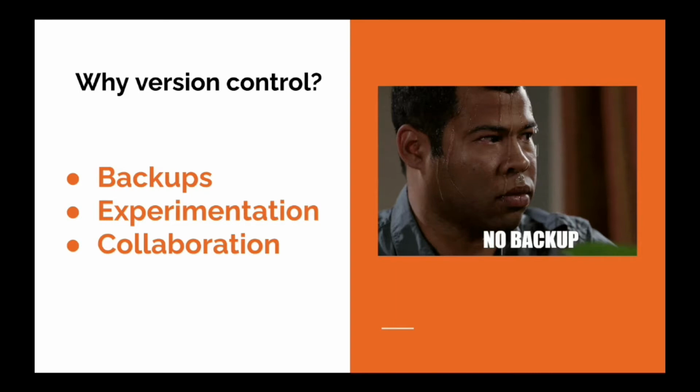Another reason is for experimentation. You could create another branch of your code and do something that's new and different or maybe a little bit risky, and you can always go back to the other state of your code. And finally, which is where GitHub comes in to a large extent, is collaboration. It makes it really easy to work with other people on a large project, and people can work on different parts of the code and bring it back together in a logical way.